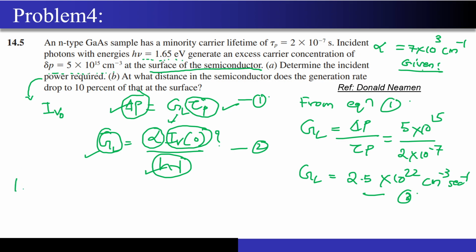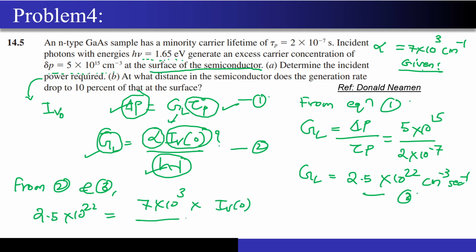So now from 2 and 3, right? GL is 2.5 into 10 to the power 22 is equal to alpha. Alpha is 7 into 10 to the power 3. IV0 I don't know, we have to find it. Divided by h mu. H mu is 1.65 electron volt. So I have to multiply it with the factor of q as well, 1.6 into 10 to the power minus 19.